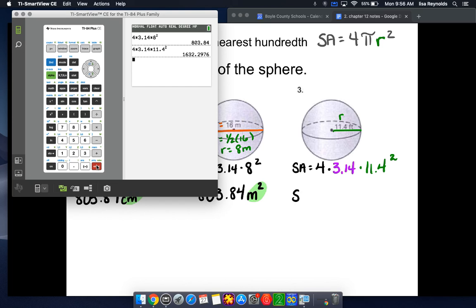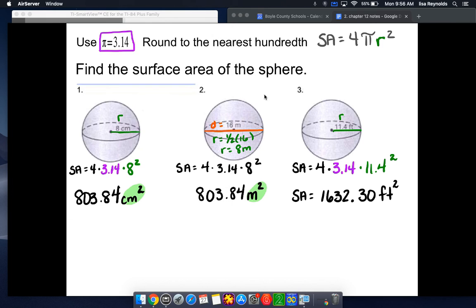So our surface area of this one is 1,632 point, and we have to round. So the hundredths place is a 9 followed by a 7, so we have to round 29 up to 30. Yes, you have to include the 0. Our units are feet, and areas are square units.